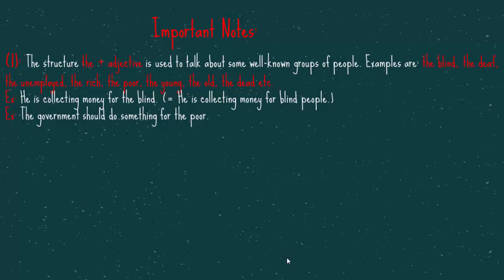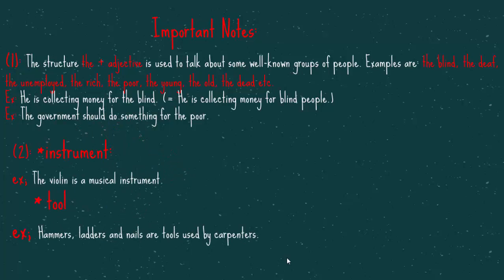The second note, the difference between instrument and tool. For instrument, for example, the violin is a musical instrument. Tools, like hammers, ladders, and nails, are tools used by the carpenters.